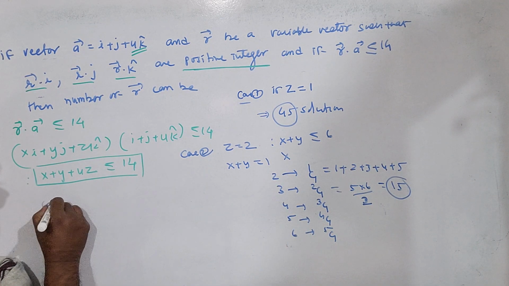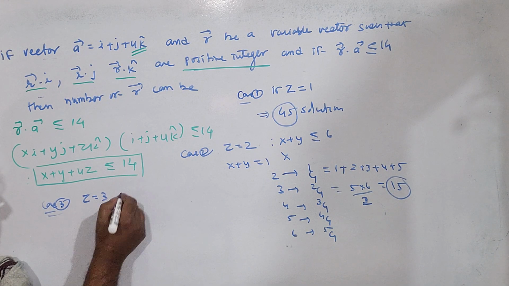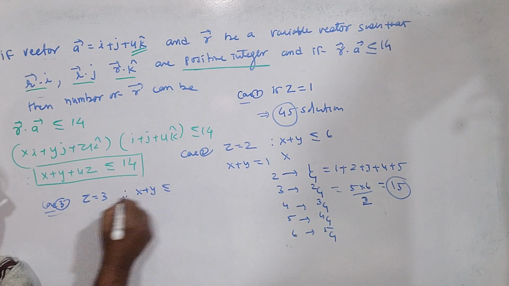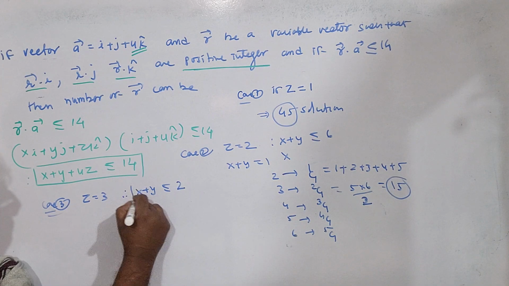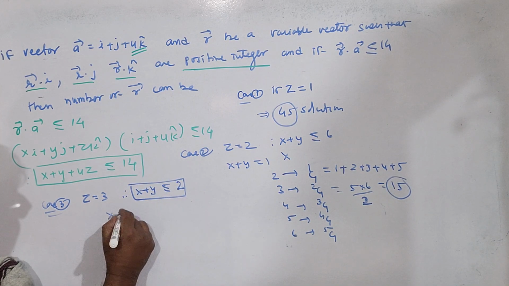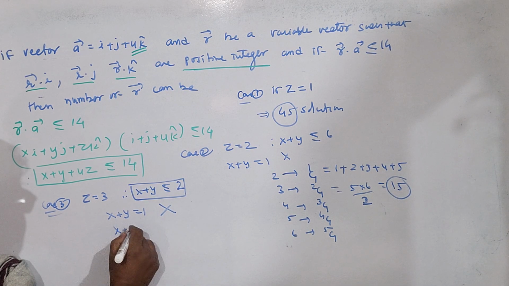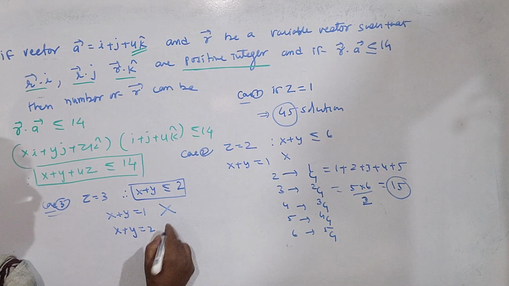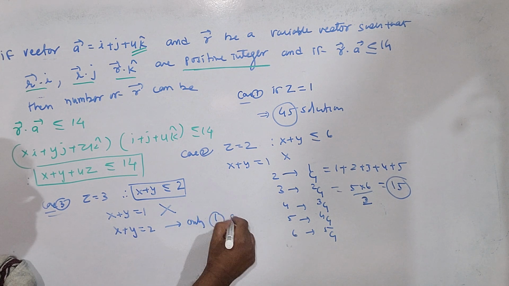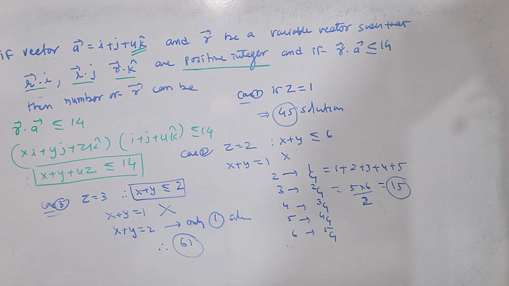Now coming to the last case, case 3. Why am I saying it is the last case? Because when z equal to 3, we have x plus y less than or equal to 14 minus 12, that is 2. So less than or equal to 2. x plus y equal to 1 gives no solution because x and y both have to be greater than or equal to 1. So we only have x equal to 1 and y equal to 1. That is only one solution. This gives only one solution. Finally we have 61 solutions for this equation.